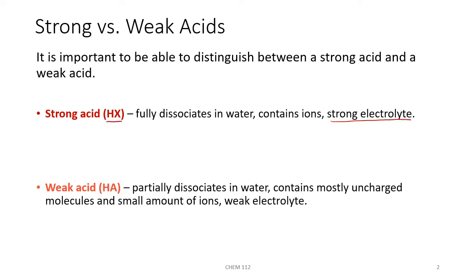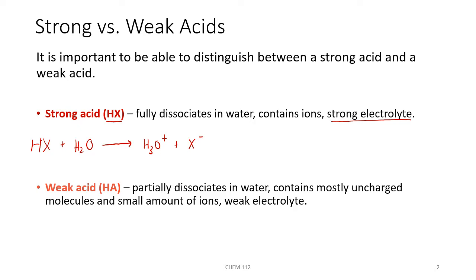So if we were going to write the equation for HX in water, we would have our strong acid plus H2O, and we would use a single arrow. Single arrow because a strong acid fully ionizes. The proton of the acid would be donated to the water, and we would form H3O plus, which is the hydronium ion. And we would be left with X minus, which is the anion from the strong acid.